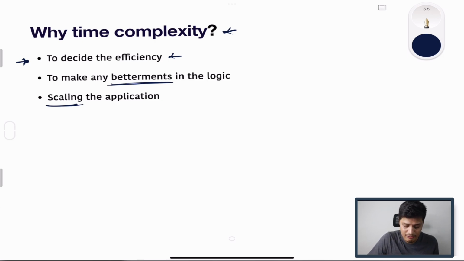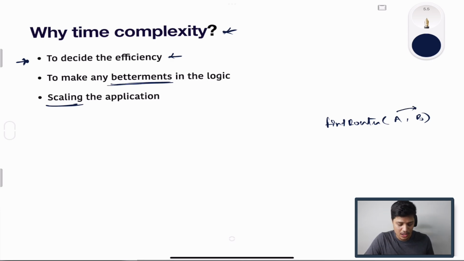I may have written one function called find root. This find root basically takes 2 points, a and b, and it will try to find the appropriate route for starting from point A to reach the point B. Now whatever algorithm I implement in this function, first of all I have to analyze the efficiency of this algorithm. Basically the journey involves calculating the weather conditions, traffic, road situations, and all those things, right?